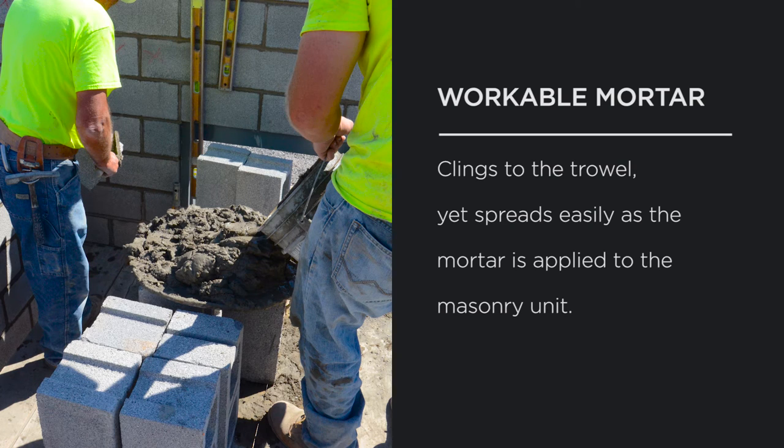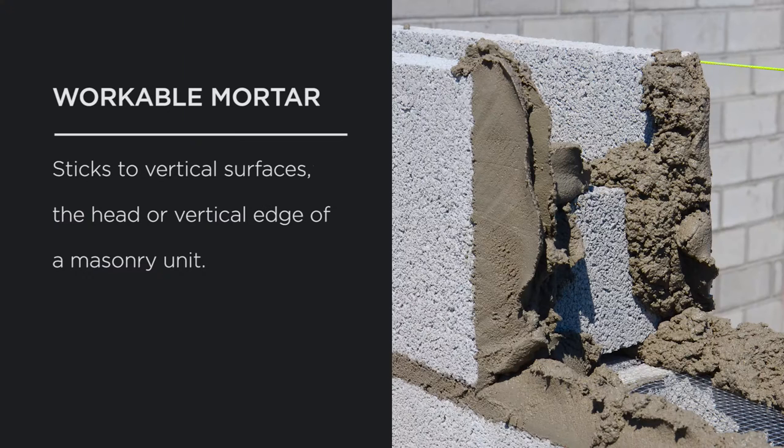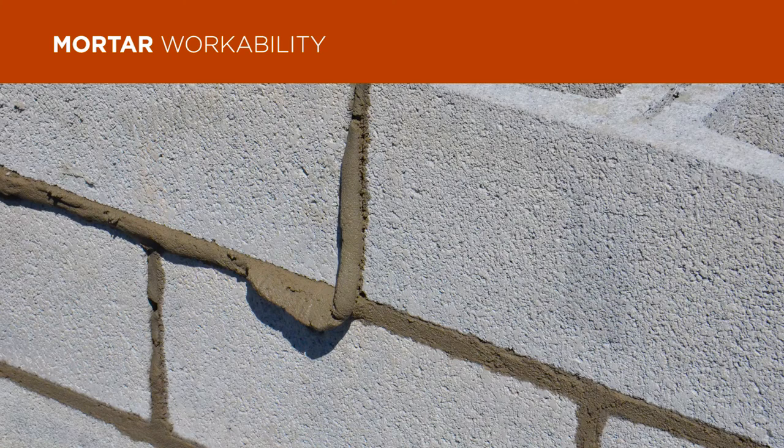Workability is one of the most important properties of a plastic mortar before it hardens. Workable mortar means it clings to the trowel, yet spreads easily as mortar is applied to the masonry unit. Sticks to vertical surfaces, the head and vertical edge of the masonry unit. Easily extrudes from joints without dropping or smearing.